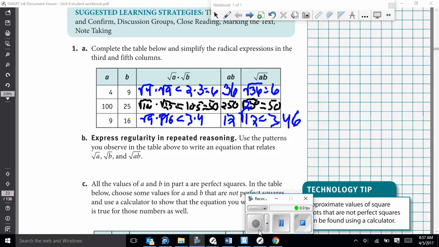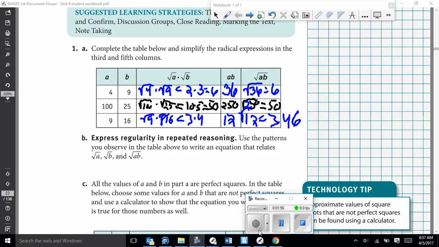All right, so what's going on here? So we have square root of A, so square root of 100 times the square root of B. Our B is 25, so square root of 100 times square root of 25. Well, what is the square root of 100? It is 10. What is the square root of 25? 5. So now we have 10 times 5, which is 50.